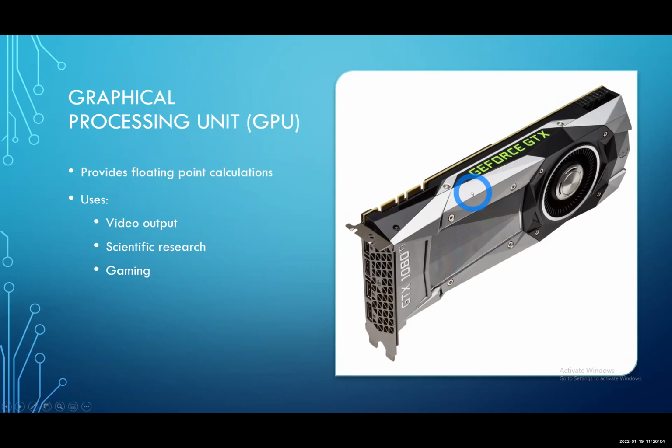All right. So the GPU is responsible for basically doing fuzzy number crunching, right? A lot of numbers at the same time. They're really good for that.